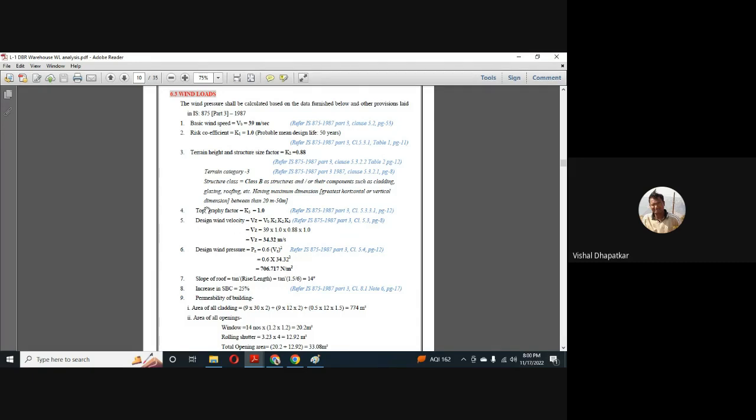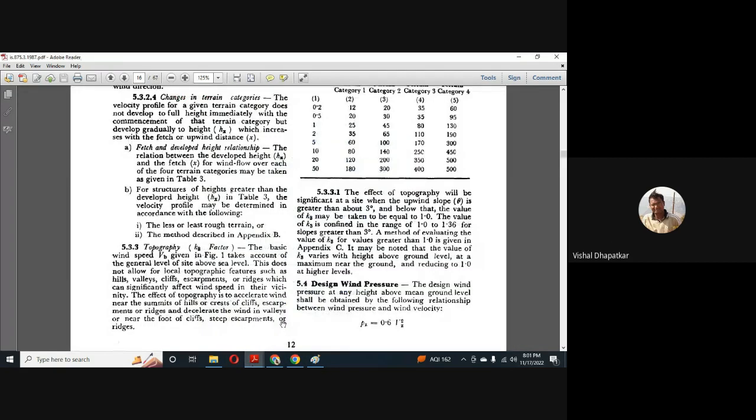This is just the velocity, not the pressure. Once we have the velocity, we have to calculate the wind pressure. Wind pressure is given by 0.6 into Vz square. These formulas are there in the code. So Pz is 0.6 into Vz square, and this is the design pressure.